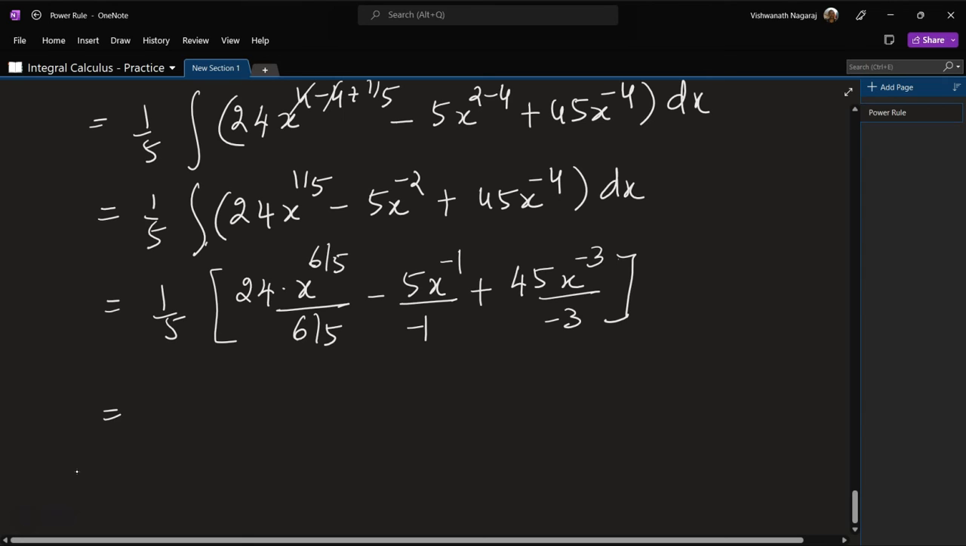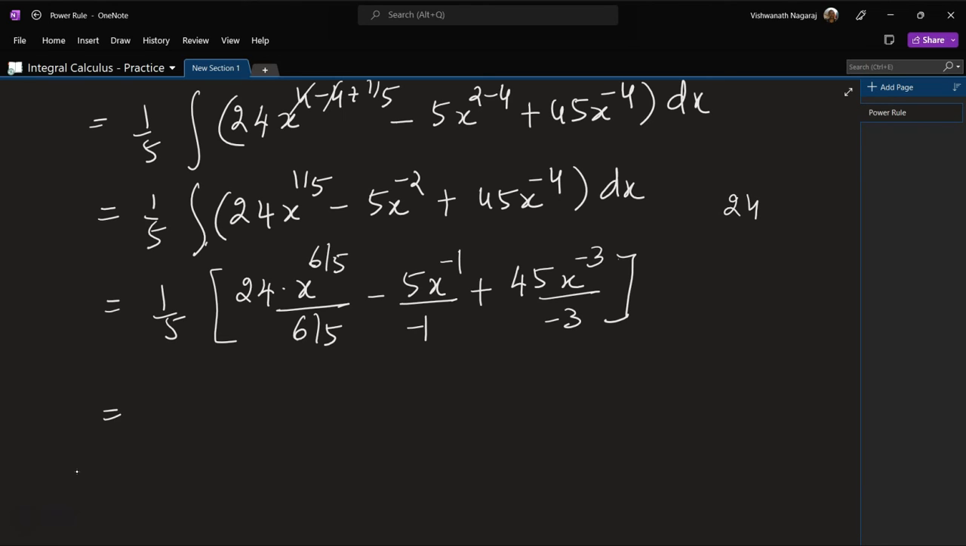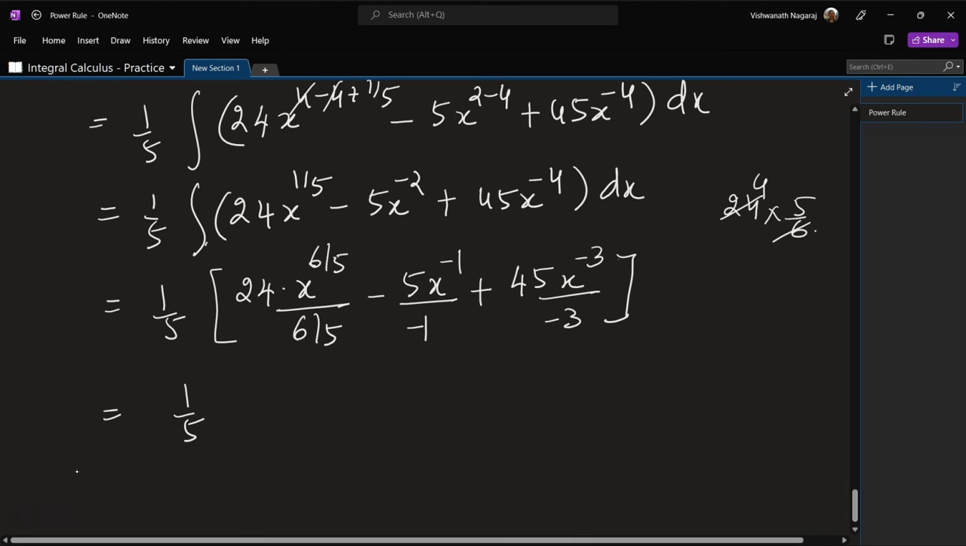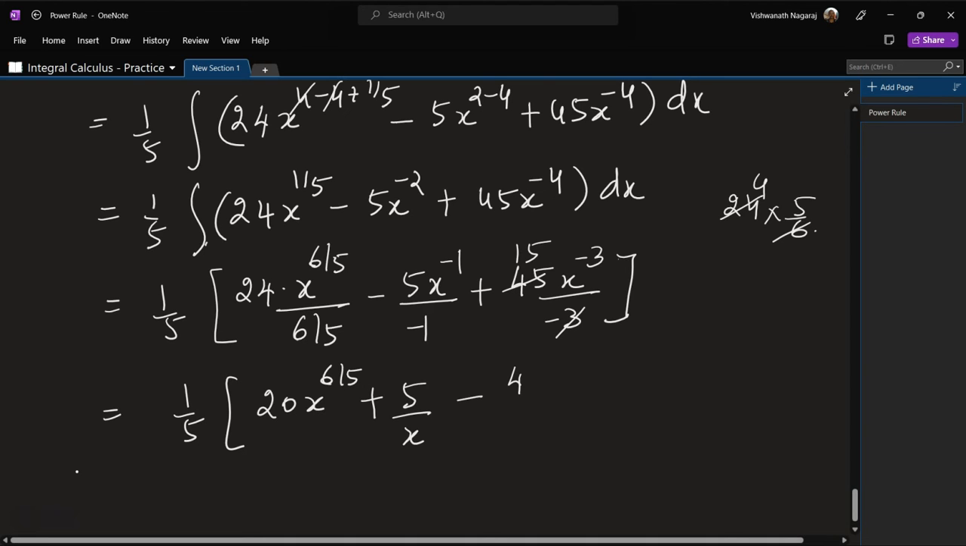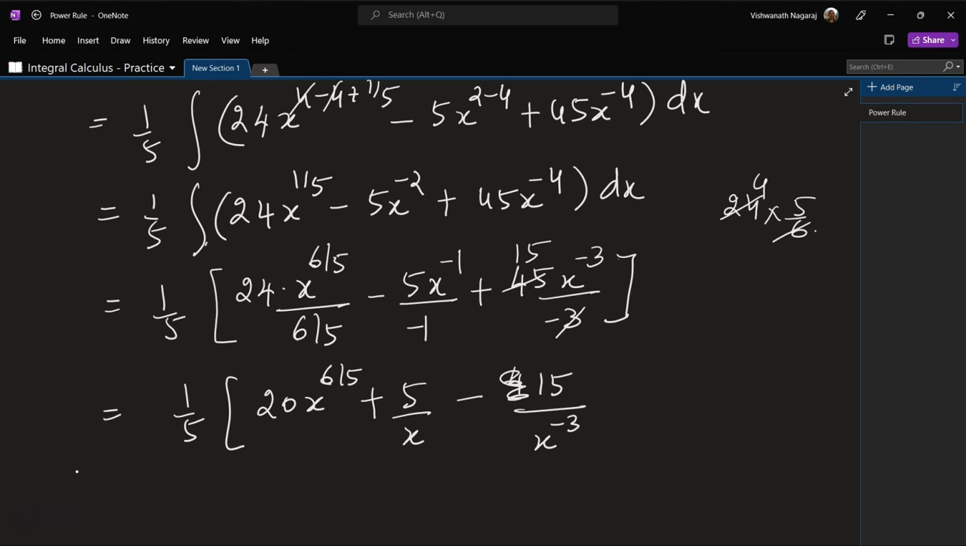Now here, 24 times 5 by 6. So 6 fours, 5 fours 20. So 1 by 5. This becomes 20 x to the power of 6 by 5, minus times minus plus, this is 5 by x. Again minus 45. Again we can do cancellations. So 3 ones, 3 fives. So this would be 15x. Again x we can take it down because of the negative exponent.